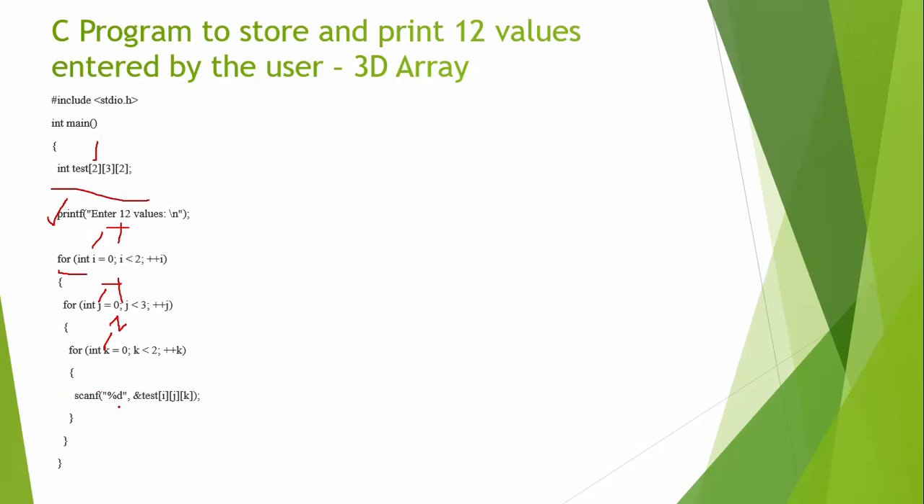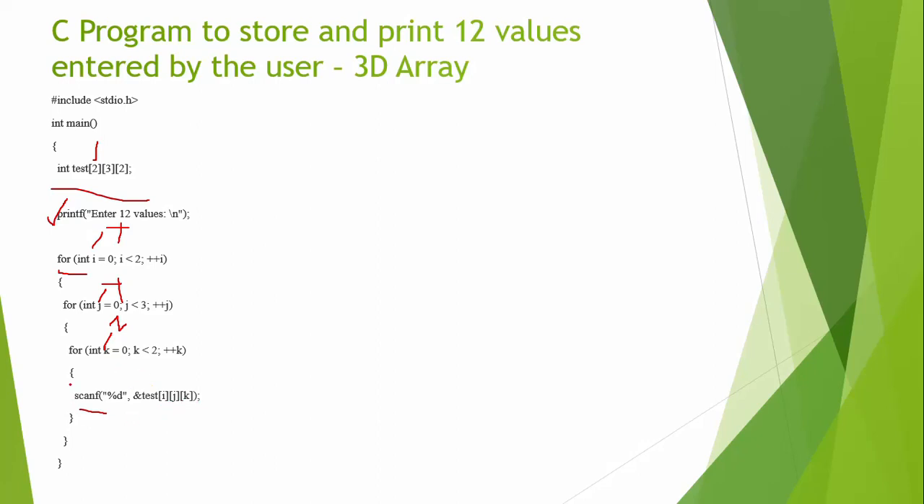For getting the input, we use the scanf function, scanf("%d", &test[i][j][k]). We are going to get only a single value. If i is starting with i equal to 0, then it goes to the j loop, j equal to 0, then we go for the k loop, k equal to 0. So for the first scanf, it gets the value for test[0][0][0].